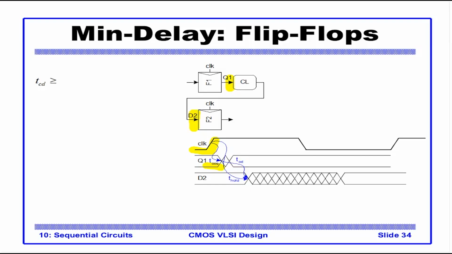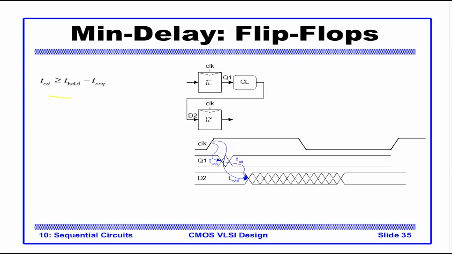So what it means is that TCQ plus TCD should be greater than the T hold. So data should be kept held after T hold. When does data change? Data changes at T contamination delay of the clock plus TCD of the combination logic. So TCD plus TCQ should be greater than T hold, which is again we arrange the equation and come up with this. So TCD plus TCQ is greater than or equal to T hold. We rearrange the equation and get this.